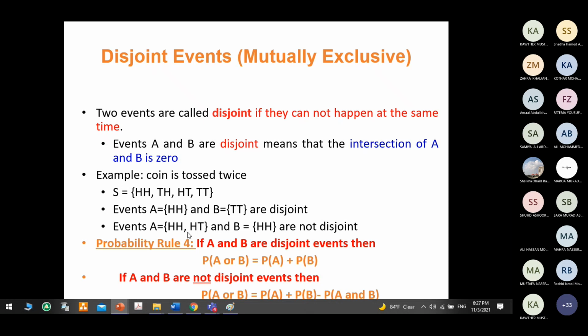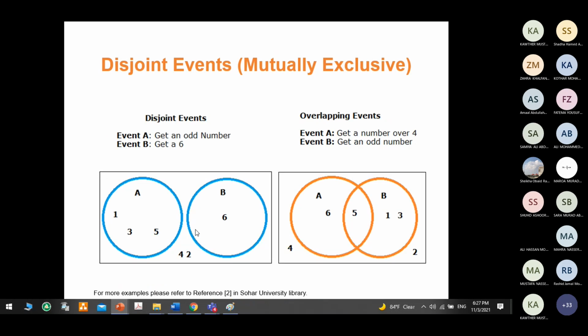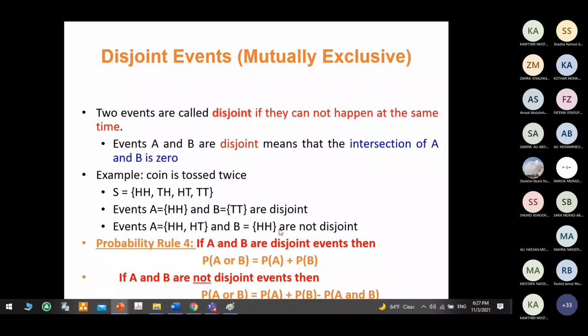But if I define another event A to be head-tail, and another event B to be head-head, we say no, they are not disjoint because B intersects with A. Where are they intersecting? In head-head. It appears here and here. So they are not mutually exclusive. They are not disjoint, right? They can happen together. This is clear, just this part. Is it clear, the disjoint event? Are you still with me? Great, great. I'm about to finish, 5 minutes.